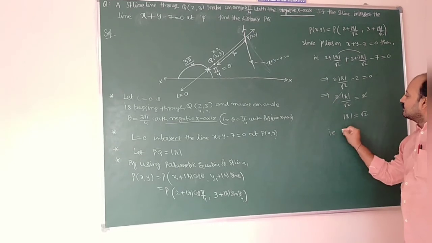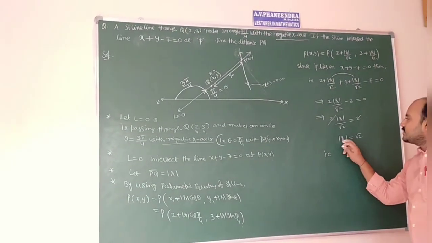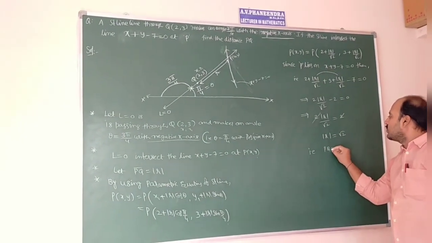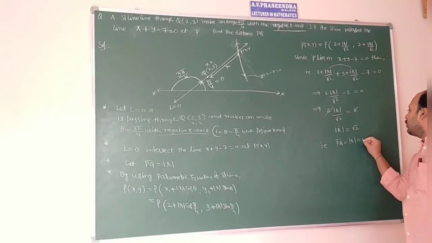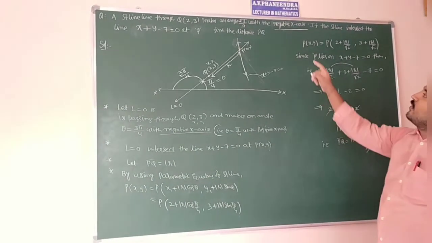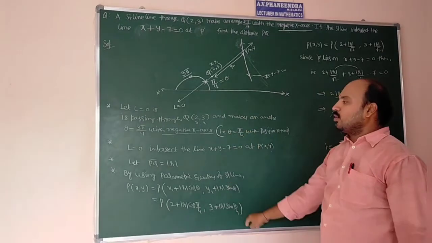That is, the distance between P and Q, which is equal to mod r, is equal to root 2. Therefore, the distance between P and Q is equal to root 2.